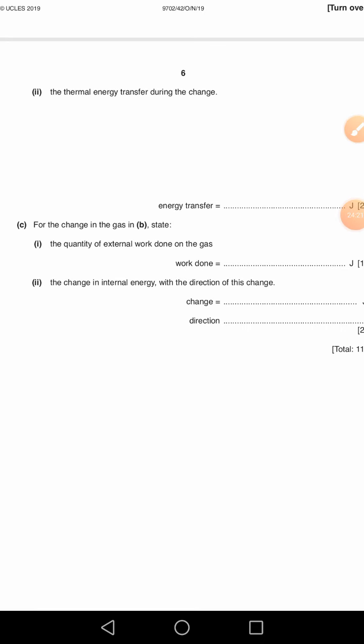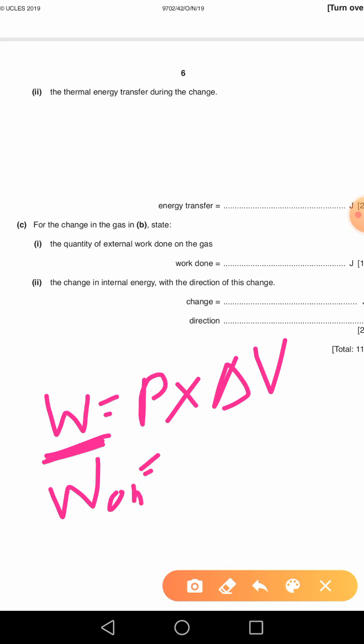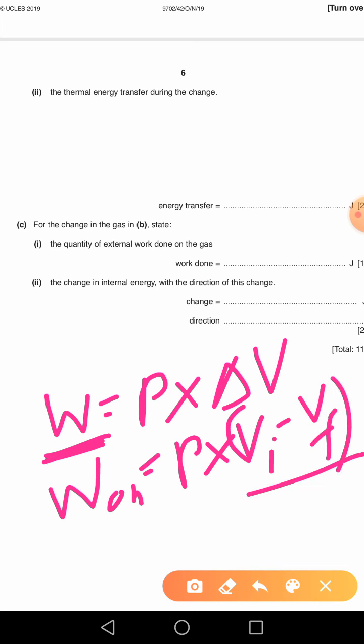For the change in gas in B, state the quantity of external work done on the gas. Okay, so how much work is done on the gas? You know that the formula for work done is work done equals pressure into change in volume. And if you are talking about the work done on the gas, this is equal to pressure into volume initial minus volume final. But here there is no change in volume, so no work is done on the gas, so that's why work done on the gas is 0.